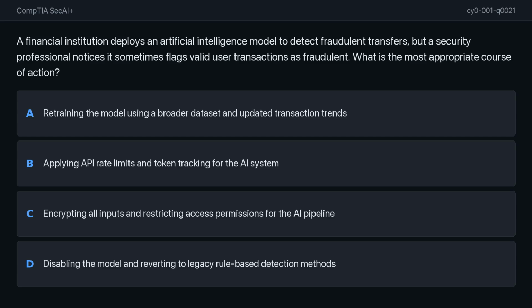A financial institution deploys an artificial intelligence model to detect fraudulent transfers, but a security professional notices it sometimes flags valid user transactions as fraudulent. What is the most appropriate course of action?